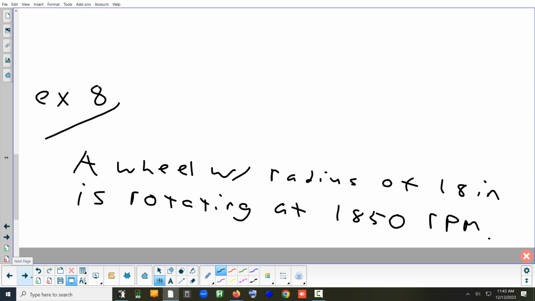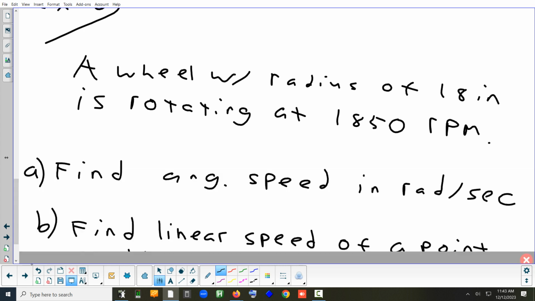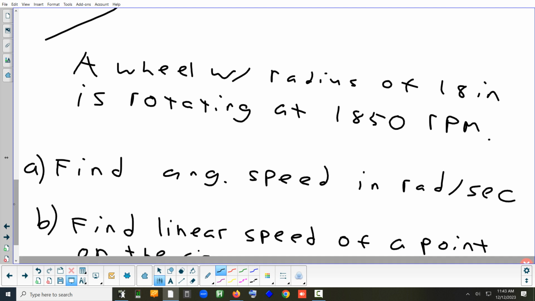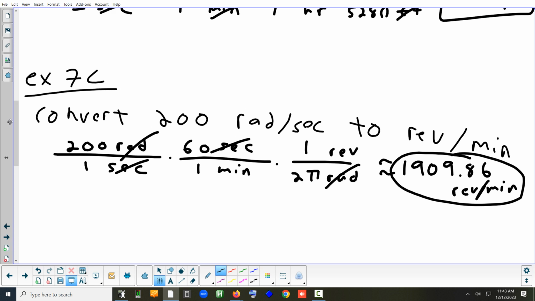So we're going to need everything they give us to do that. You're going to need the 18 inches and the 1,850 RPMs. All right, let's see what we can do. I'm going to skip A, because A is just converting RPMs to radians per second. Well, we just converted radians per second to RPM. It's the same thing we just did. It's just in the other order.